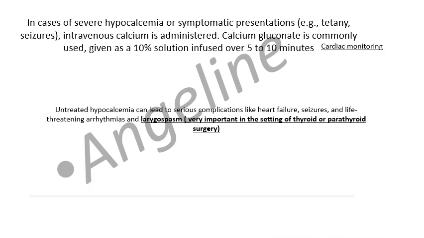So, how exactly do you treat it? This is very important. Now, severe hypocalcemia or symptomatic presentations like tetany. This patient had a tetany. It was latent and you elicit it with your tap on the facial nerve. It can lead to generalized seizures, and you know generalized seizures come with their own issues. Intravenous calcium is administered, which is your calcium gluconate. It is given as a 10% solution over 5 to 10 minutes.